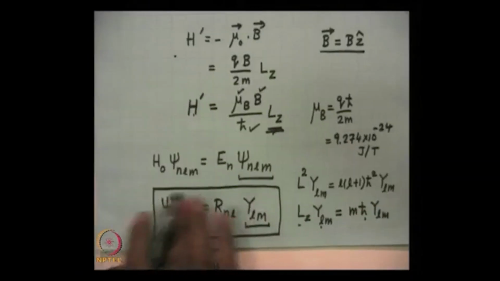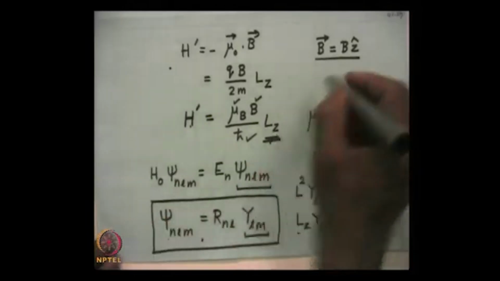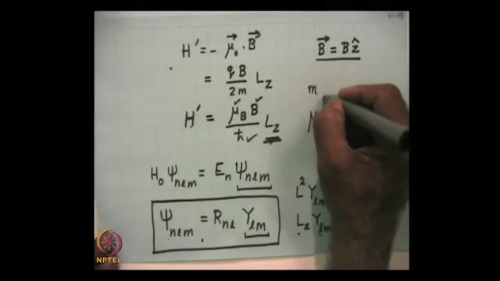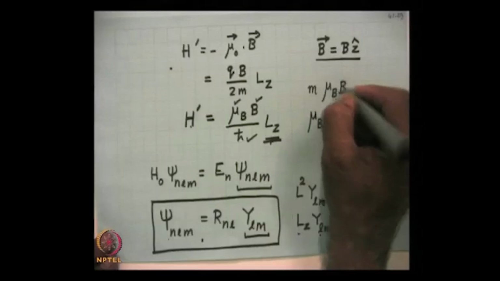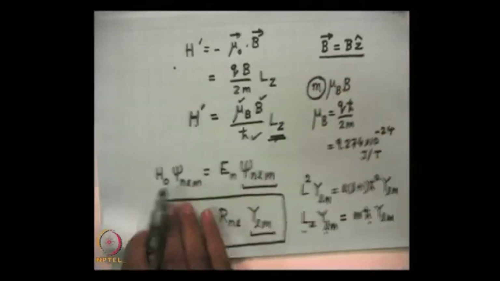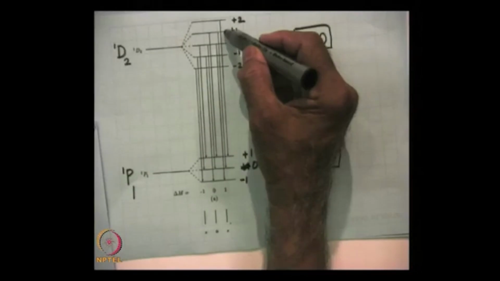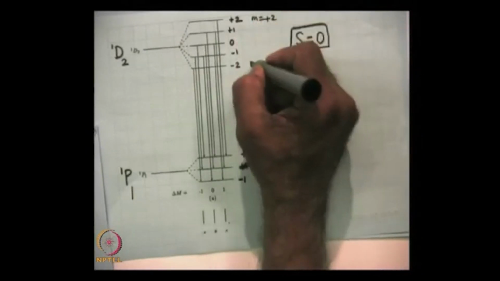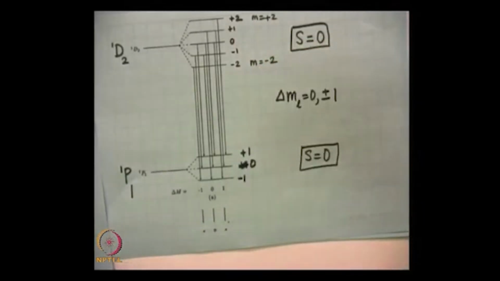and so the diagonal elements represent the perturbation, and in this case the diagonal elements are what I wrote down. So this is M h cross, the diagonal elements are Lz, therefore M mu B times B. So it is proportional to M, and therefore the splitting is proportional to M. So this corresponds to M equal to plus 2, and this corresponds to M equal to minus 2, and this leads to what is a normal Zeeman triplet.